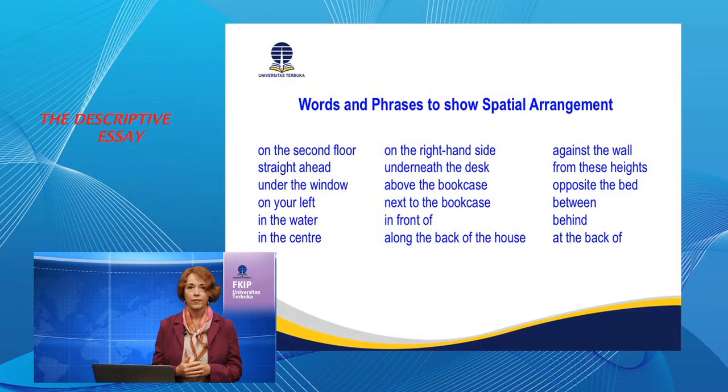When the writer describes a place, he or she uses words and phrases to show spatial arrangement. The words and phrases to show spatial arrangement are: on the second floor, on the right-hand side, against the wall, straight ahead, underneath the desk, from these heights, under the window, above the bookcase, opposite the bed, on your left, next to the bookcase, between, in the water, in front of, behind, in the centre, along the back of the house, at the back of the house.